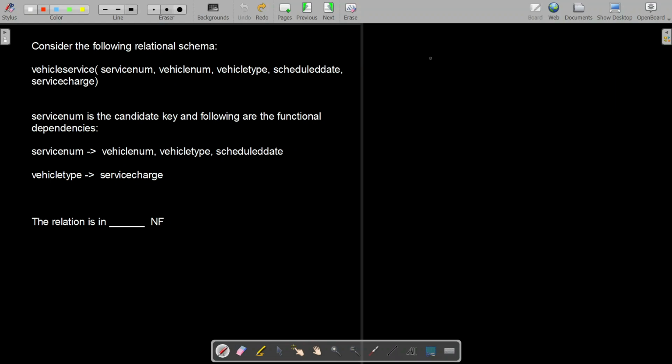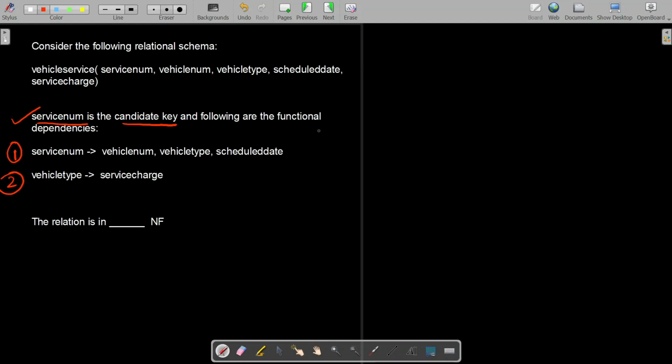In this question, we are given a relation and some functional dependencies, and we need to tell what is the highest normal form of the following relation. So let's start with the question. The question says that service num is our candidate key. If the candidate key is not given, we need to find out the candidate key, but in this question, we are given the candidate key. So this is our first functional dependency and this is our second functional dependency.